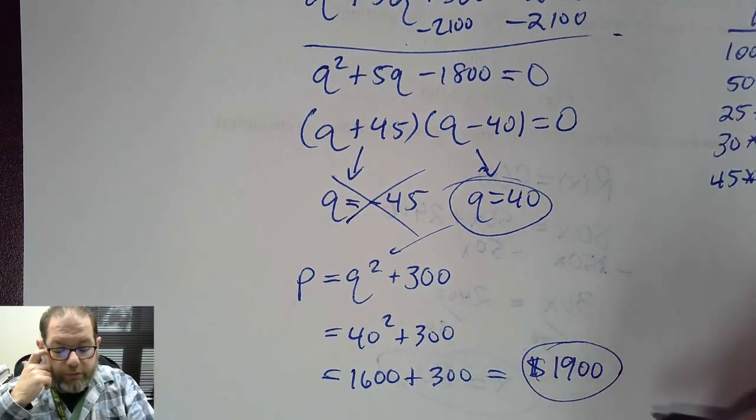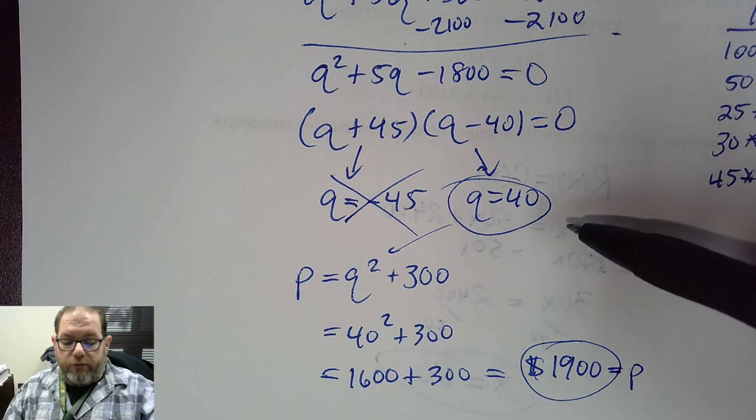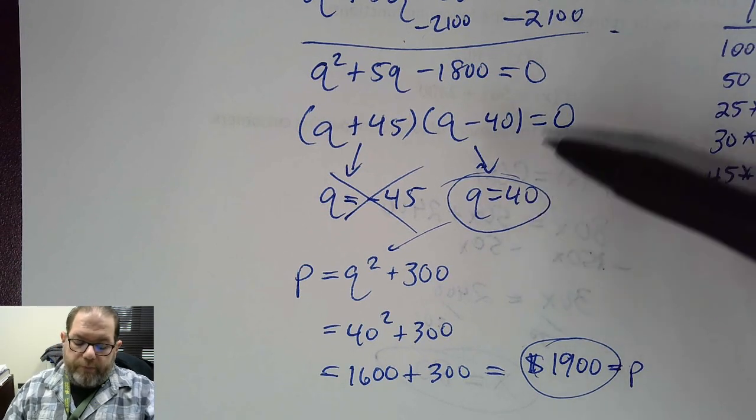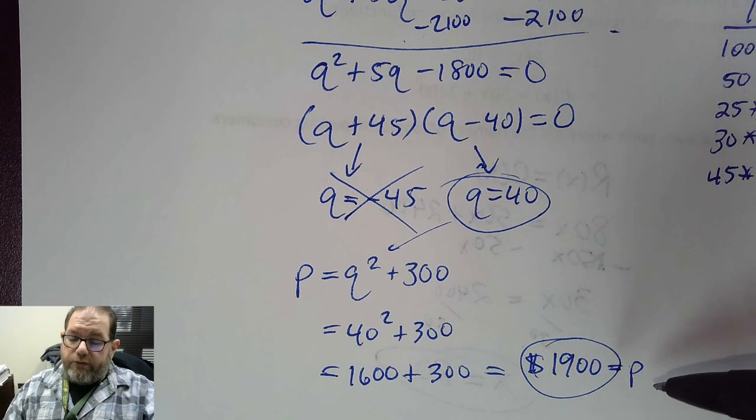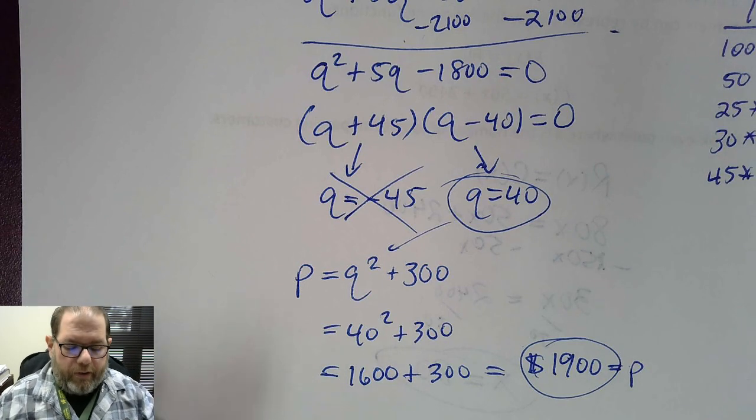So that means if we can produce and sell 40 items for $1,900 each, whatever this is we're talking about, then that puts us at equilibrium where our supply and our demand are in harmony.